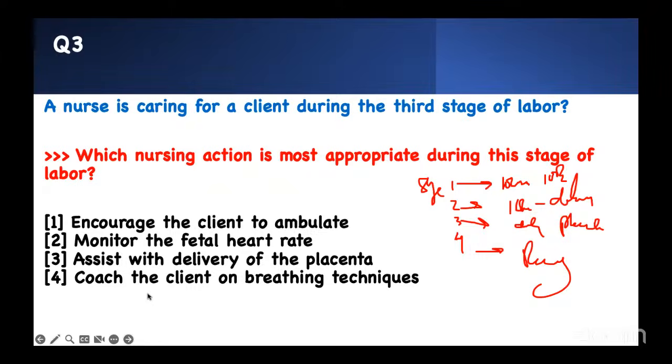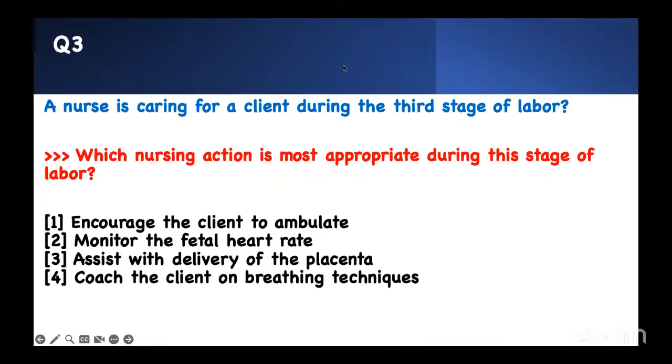Most people will pick number four if you don't pay attention to the buzzword in the question. It says stage three. What happened in stage three? The most important is the delivery of the placenta. So, number three is your right answer.